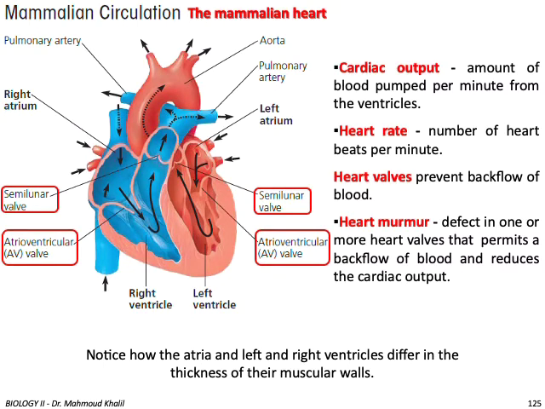So what is cardiac output? Cardiac output is the amount of blood pumped per minute from the ventricle, while the heart rate is the number of heartbeats per minute. The heart valve, as we said, prevents the backflow of the blood, while heart murmur is a condition where there is a defect in one or more valves, which permits a backflow of the blood, and this eventually will reduce the cardiac output.